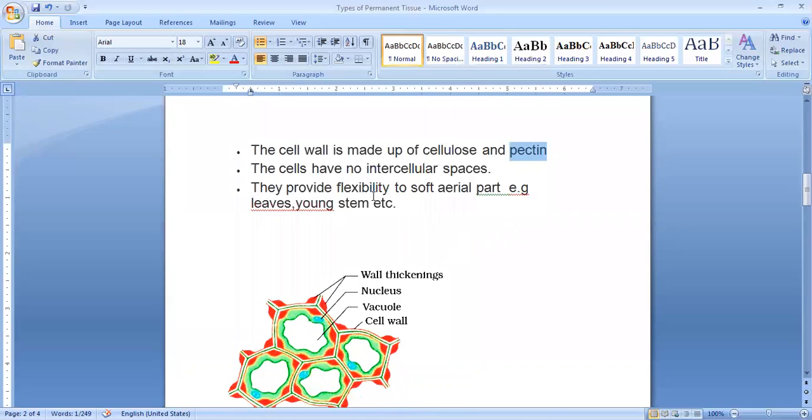They provide flexibility to the soft aerial parts. So they help in bending, turning, twisting of leaves and young stems so that they can protect them. These cells can protect them from any kind of damage.